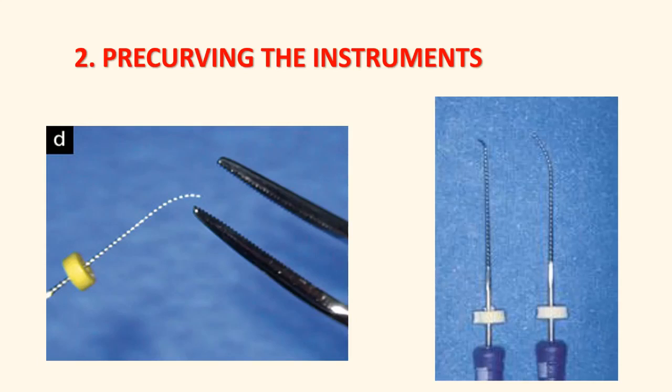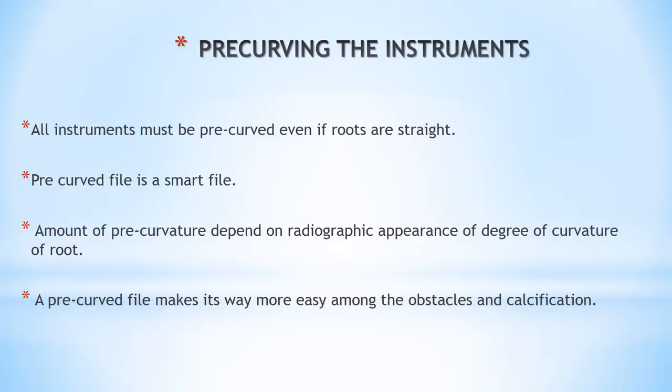Second skill or habit you should master is pre-curving the instrument. All instruments must be pre-curved even if roots are straight. A pre-curved file is a smart file, or intelligent file. The amount of pre-curvature depends on the radiographic appearance of the degree of curvature of the root. A pre-curved file makes its way more easily among the obstacles and calcifications.